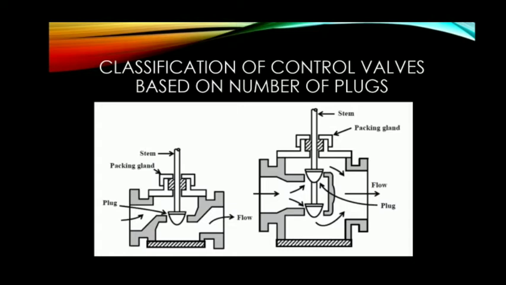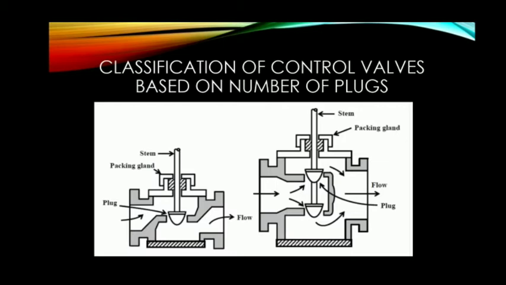On the other hand, there are two plugs in a double-seated valve. Flow moves upward in one orifice area, and downward in the other orifice. The resultant upward or downward thrust is almost zero. As a result, the force required to move a double-seated valve is comparatively much less.